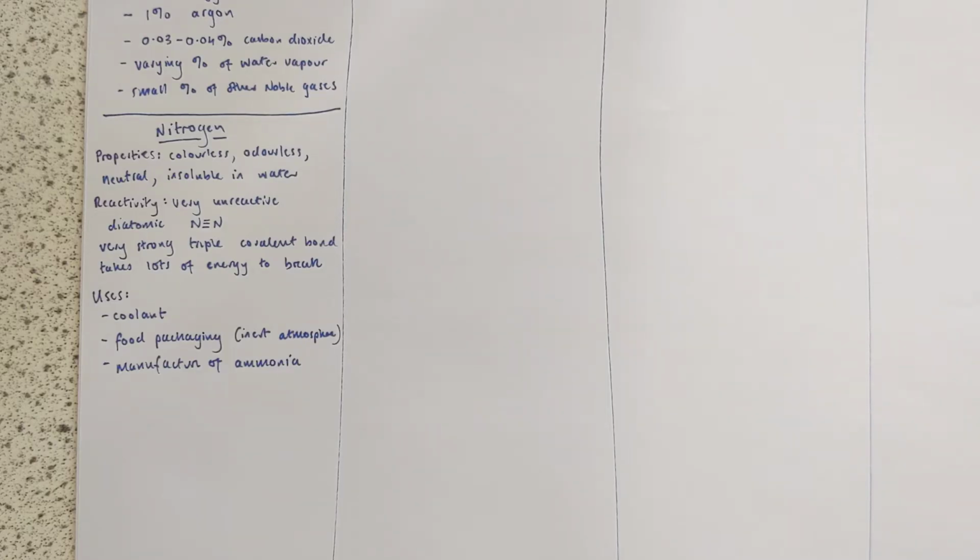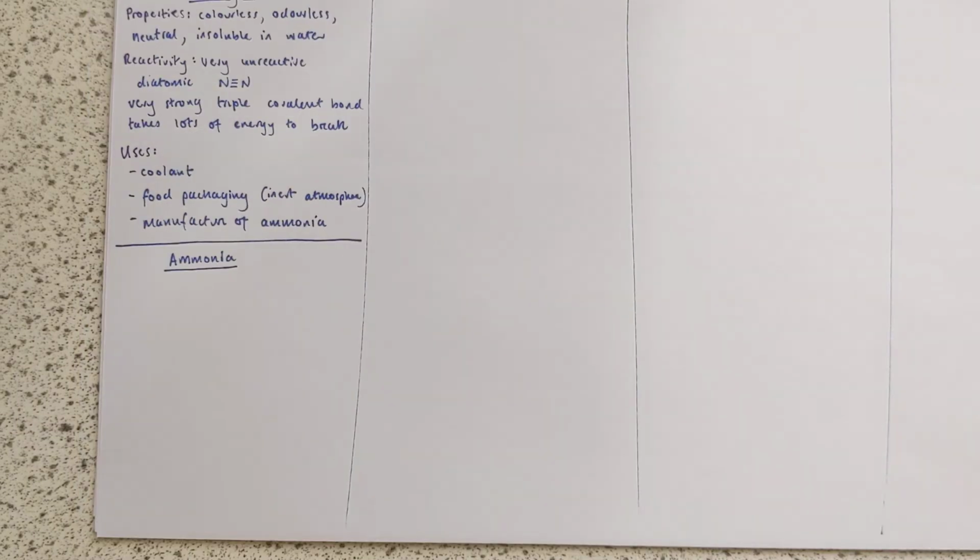And finally, we've got this unusual use in the manufacture of ammonia. Ammonia, as we'll look at in the next section, is a key starting material to make fertilizers, and we make ammonia from nitrogen. So the next section we move on to is ammonia. Now ammonia obviously isn't a gas we find naturally in the atmosphere, but it's an important gas that we can make from nitrogen, so that's why we look at it here.